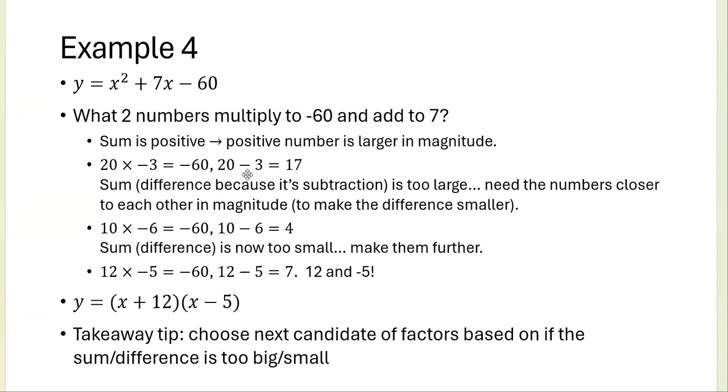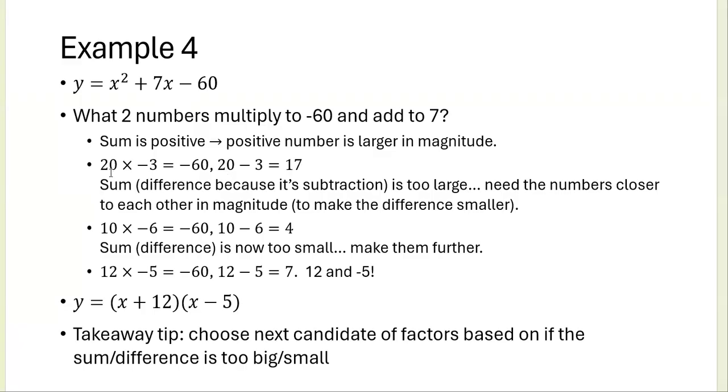To get the difference between two numbers to be smaller, you need them closer to one another. That's how you make differences smaller. Think about it. 4 minus 2 is 2 versus 4 minus 0 is 4. 4 and 0 are further from each other, so the difference is larger. Yeah? 4 and 2 are closer, the difference is smaller. So here's that tip. This is too big. Yeah? So we need the difference of these two numbers to be smaller because from 17, we need to go down to 7. So we make those two numbers closer.